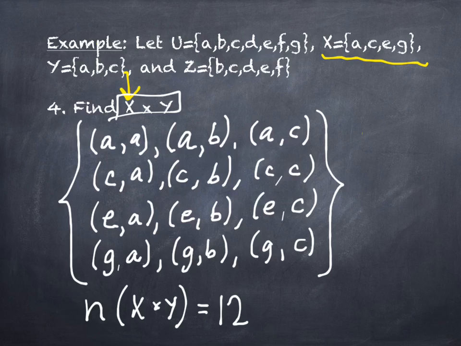Okay, 12 ordered pairs. Now, if you were told to create the set, you'd have to do this anyway, and you could count the ordered pairs, and that's great. But what if you were only told to find the number of items? Well, it would be helpful if there was a way to do that without writing all the items out, right?